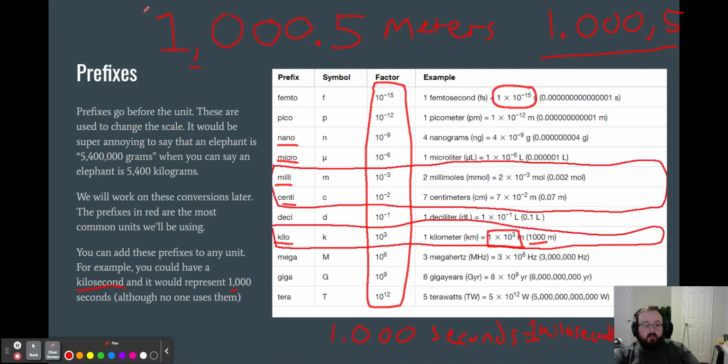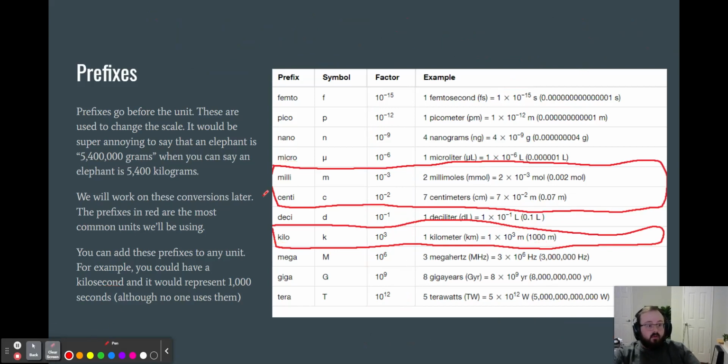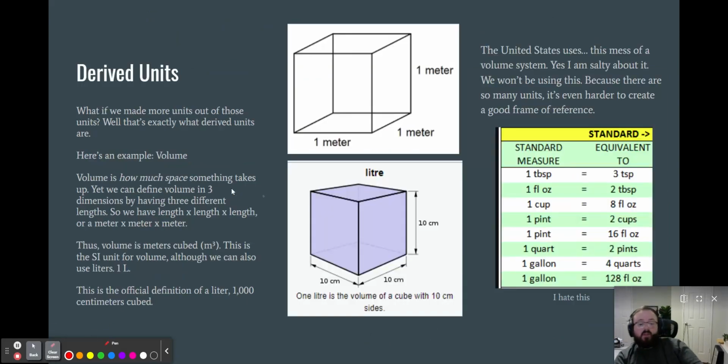So if you see me doing something that looks like this, it is equivalent to this. It's just different countries, we write things differently. All right, moving on to derived units.